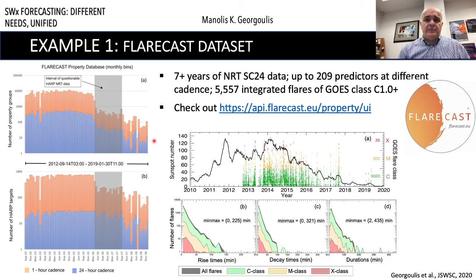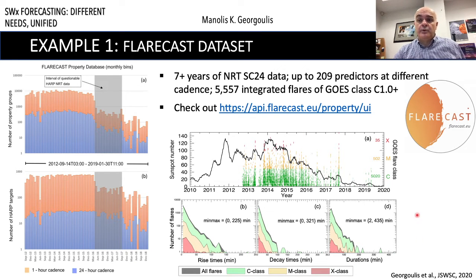So that's an example of a benchmark data set in solar flare forecasting. It corresponds to the European Union Flarecast project and is readily available in there. This is solar cycle 22 data, more than 29 metadata parameters of active region properties in the solar photosphere, more than 5,500 integrated flares of Gauss class C and above. This is the website with the API, application programming interface, where these data can be freely downloaded.